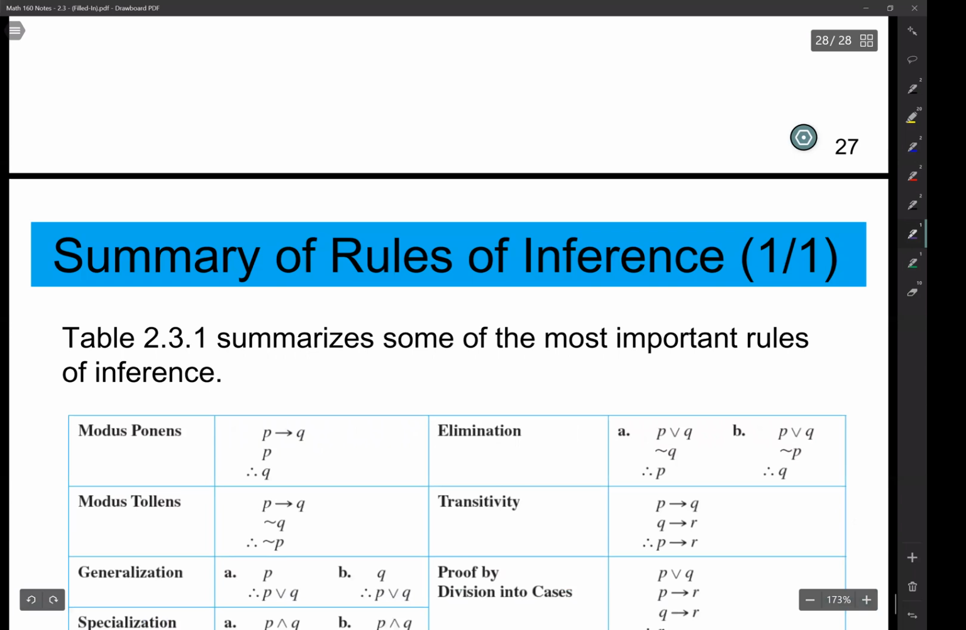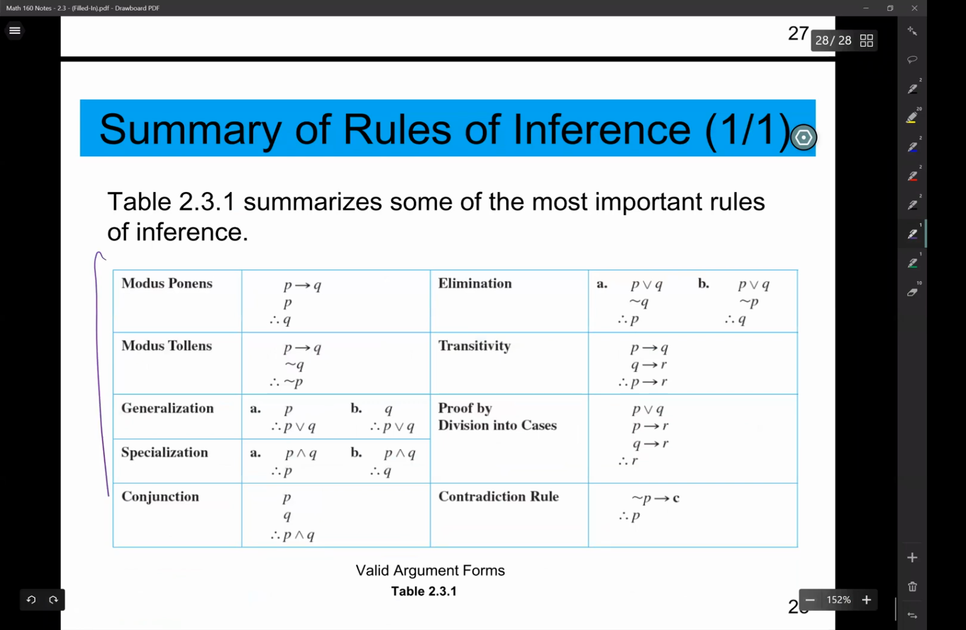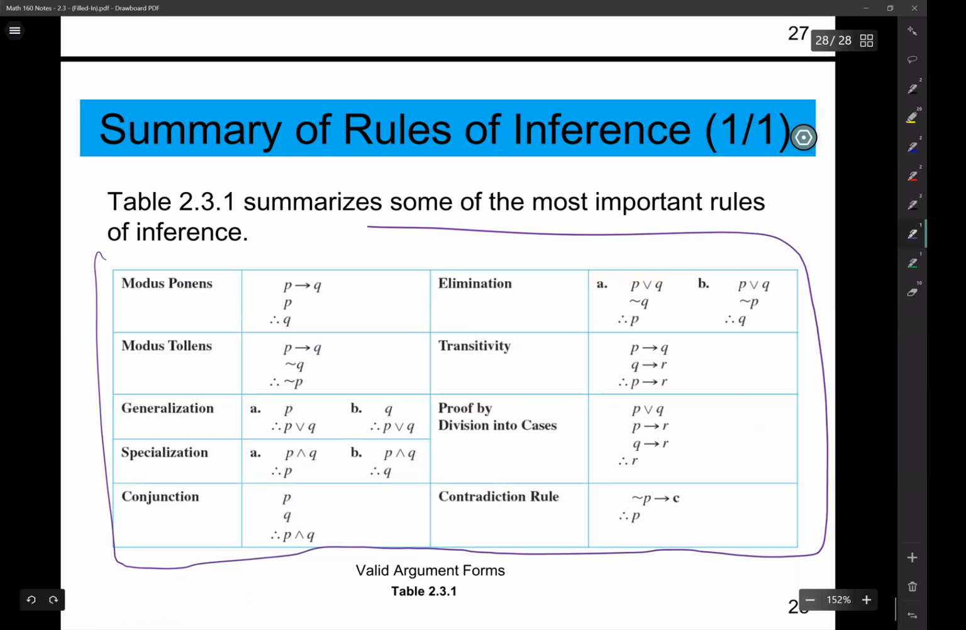Last little bit here is that I've summarized this. This table's on Canvas as well. These are the table of valid argument forms, and feel free to refer to these as you like. You'll have these on any test or any quiz like that too. We went through these today: modus ponens, modus tollens, generalization, specialization, conjunction, elimination, transitivity, division into cases, and the contradiction rule. We didn't really do that one, but what it says is that if you have something leading to a contradiction, then you must have the opposite. It's not as important, doesn't come up as much, but you might see it.